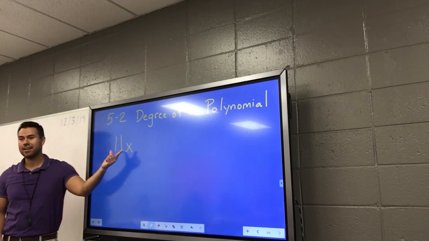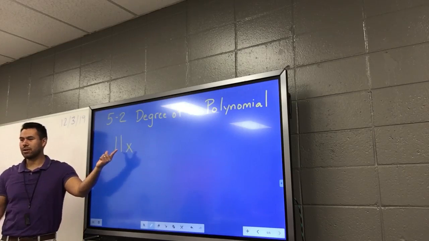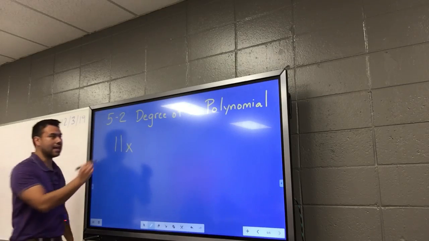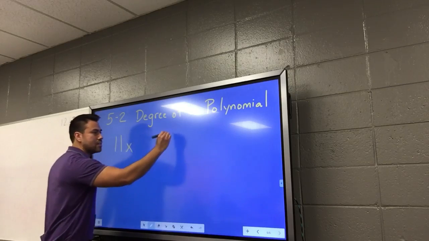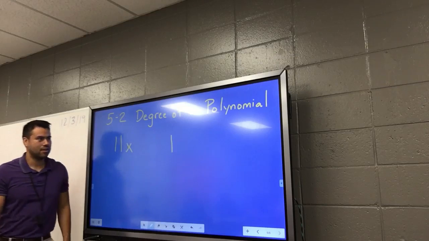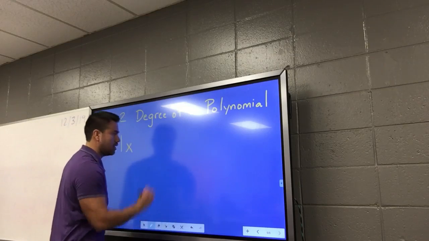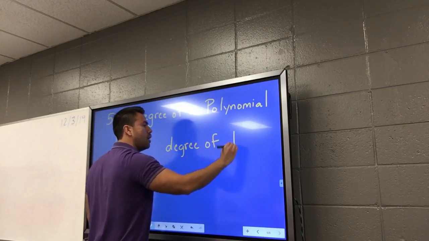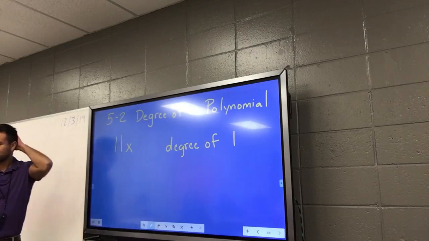Is it a number only? Is it only a variable? No, it's a product. So that's still a monomial. We say that its degree is 1. And I'll put it like this so you have it better in your notes. Degree of 1. And you're like, where'd you get that?